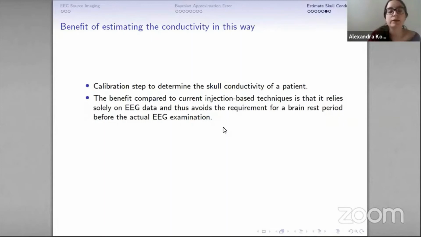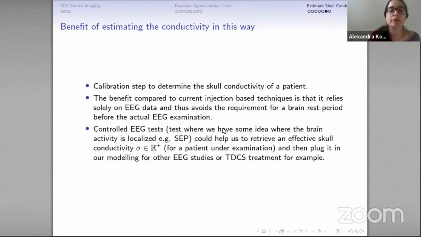We can do it very simply by performing some control EEG tests, for example, using somatosensory potentials, where we know roughly where the brain activity is, and use dipole scan combined with the Bayesian approximation to estimate a single value for the conductivity. Then plug it into other models, other tests for this particular patient, or try to do transcranial direct current simulation, for example.